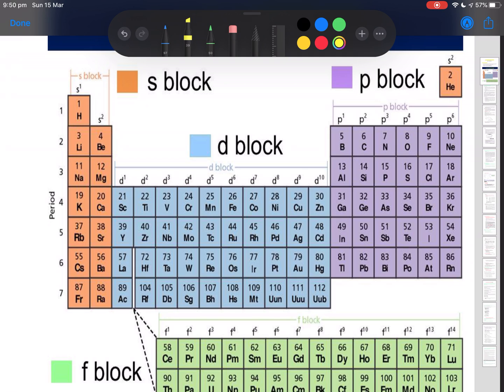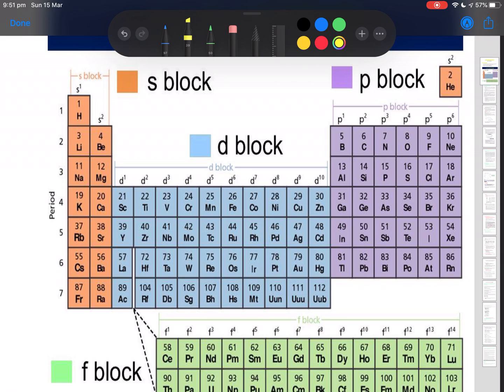Yeah, here we go. So group 1 and group 2, as I said, is S block, wherein from group 3 to group 12 is your D block in the middle of the periodic table. Whereas towards the extreme right, that's your P block, which begins from group number 13 to group number 18.